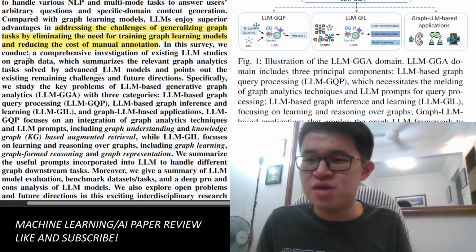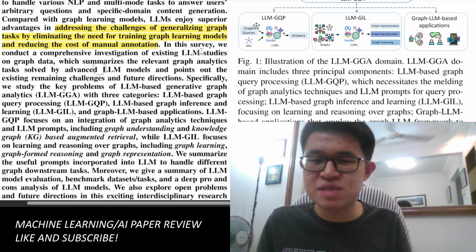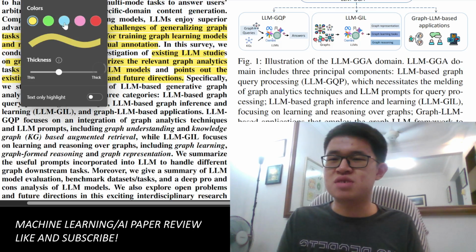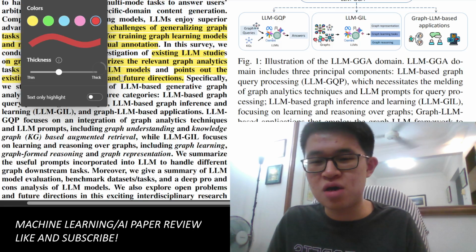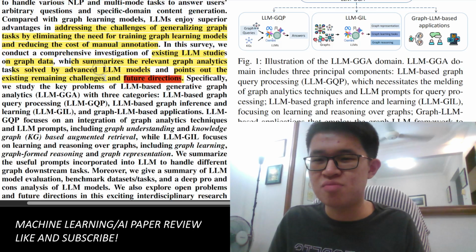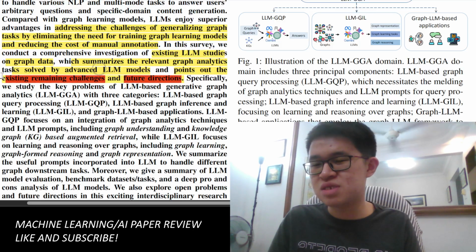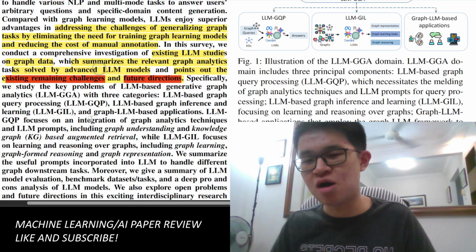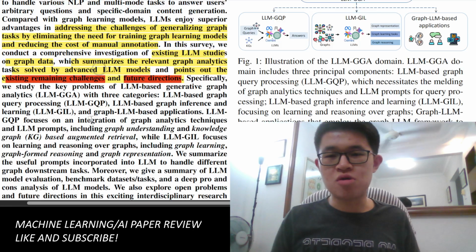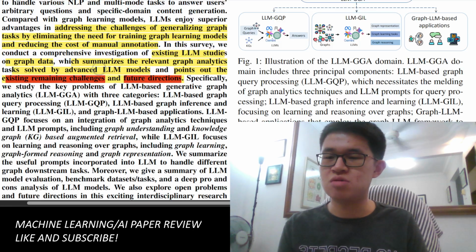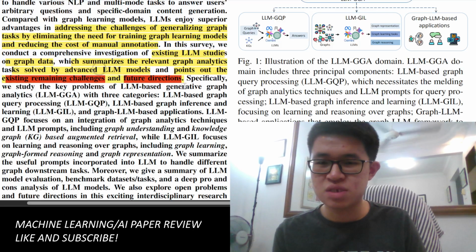In the survey, they have conducted an investigation on existing LLM studies on graph data, which summarizes the relevant graph analytics tasks solved by advanced LLMs and points out the existing remaining challenges and future directions. Obviously there are going to be a couple more challenges that we could potentially work together to solve. And this paper is going to go through that in a bit more detail. But for now, let's just keep on reading.